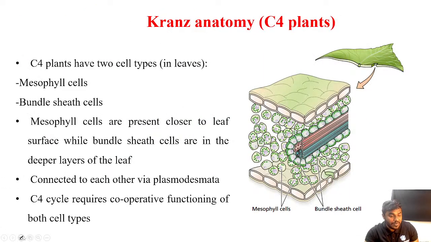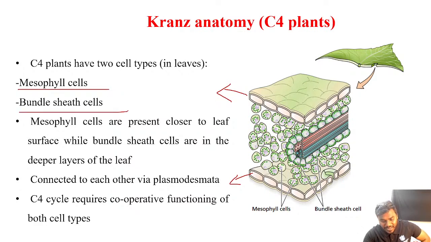Friends, now I want every one of you to look into this beautiful diagram. This is the Kranz anatomy. Try to understand, friends. This is the upper epidermis of the leaf and this is the lower epidermis of the leaf. Please listen to my statements crystal clearly. If you look into the Kranz anatomy, it contains 2 types of cells. One we call the mesophyll cell, another we call the bundle sheath cell.